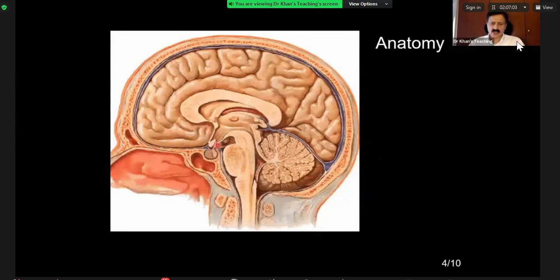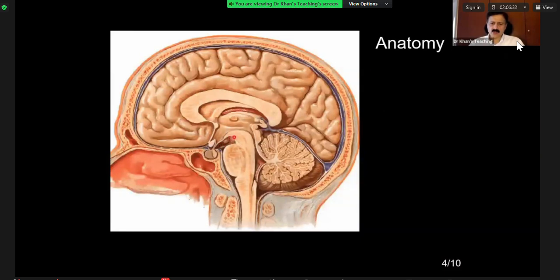Now, this structure here is the infundibulum. Each and every structure here has a different differential diagnosis as far as brain tumor is concerned. So you have to be very careful and you have to know the fine touch. Now, this area here is the floor of the third ventricle. In the floor of the third ventricle, this is the optic chiasma, this is the infundibulum. From here till here is the hypothalamus.